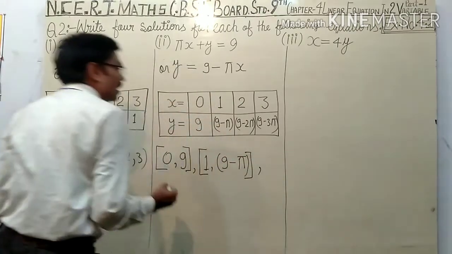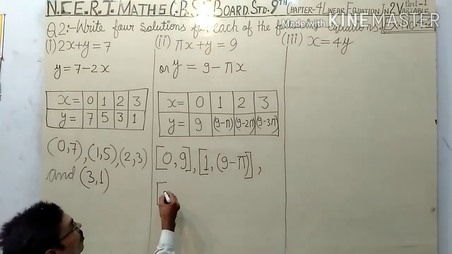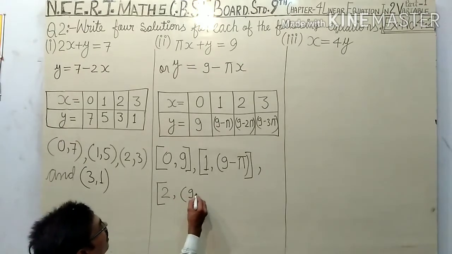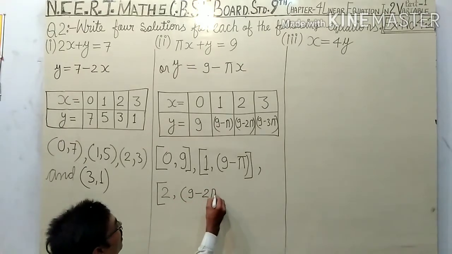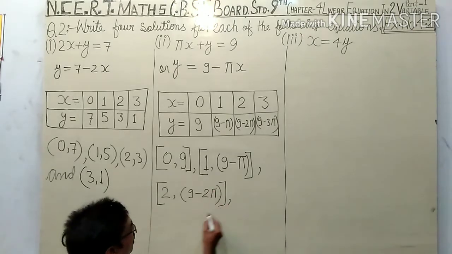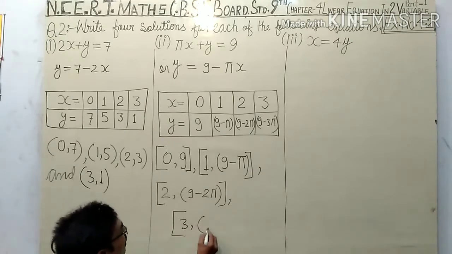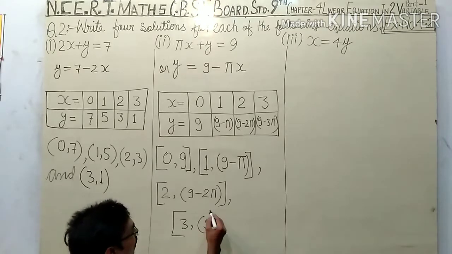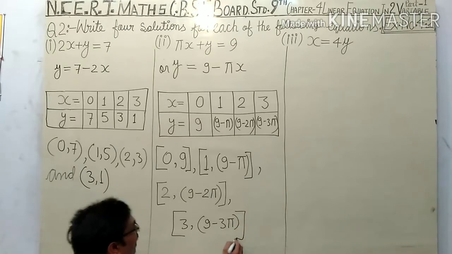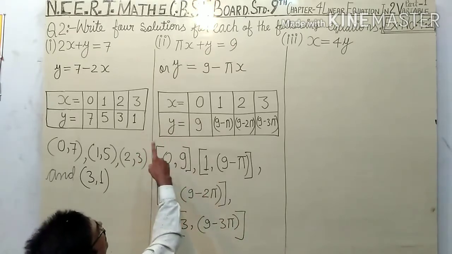Third solution 2, 9 minus 2 pi, and fourth solution 3 and 9 minus 3 pi. It means you can choose any value of x, so you will get the corresponding value of y with that value of x.